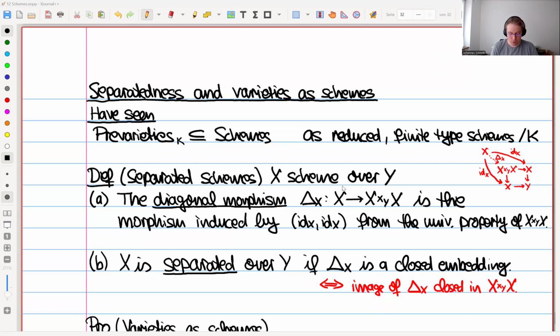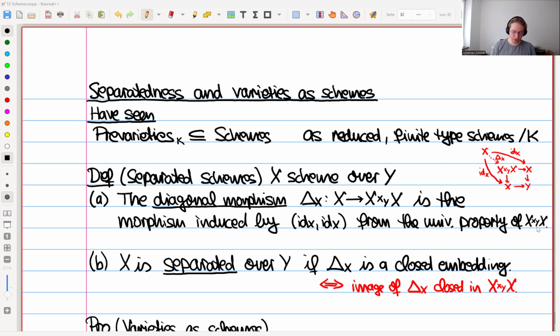And in fact, this is again one of these relative notions. So somehow you say that X is a scheme over some other scheme Y, and then you will define what it means to be separated over Y. To do that, we want to have this diagonal morphism. So we say the diagonal morphism is the morphism from X to X cross over Y with X. And it is the morphism induced by the identity in the two factors from the universal property here.